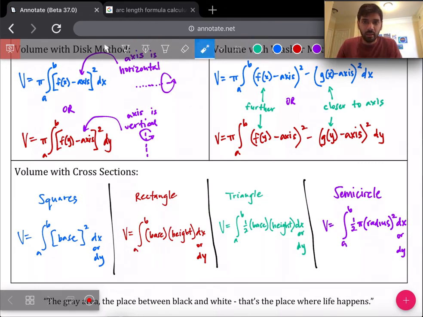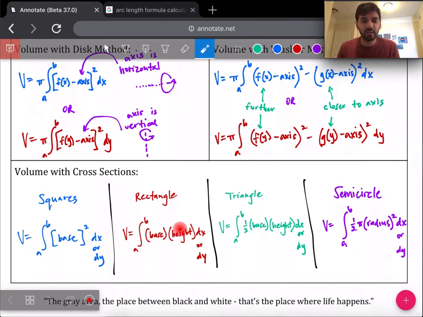Now, depending on which cross section is asked for, your bread is rising in a different shape. So it could be a square, rectangle, triangle, or semicircle. That's what the AP tests on these four types of shapes. So if a square rises out of the page, it's just base squared because the area of one square is side squared, and you're integrating from a to b. So now you're taking all of these squares in some interval and you're adding them all up. The integral is adding all of these areas up and making a volume.